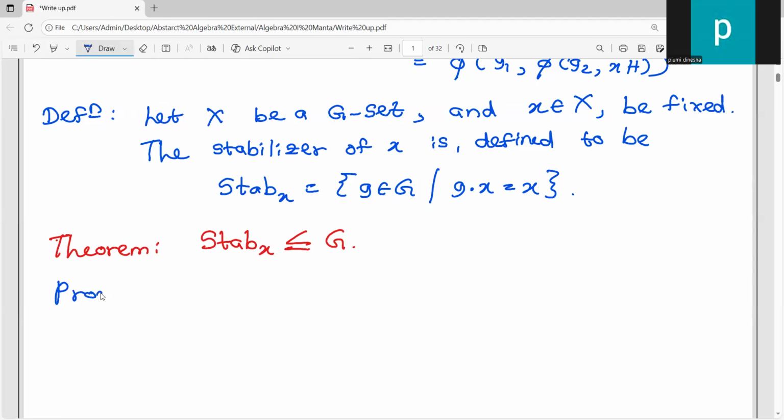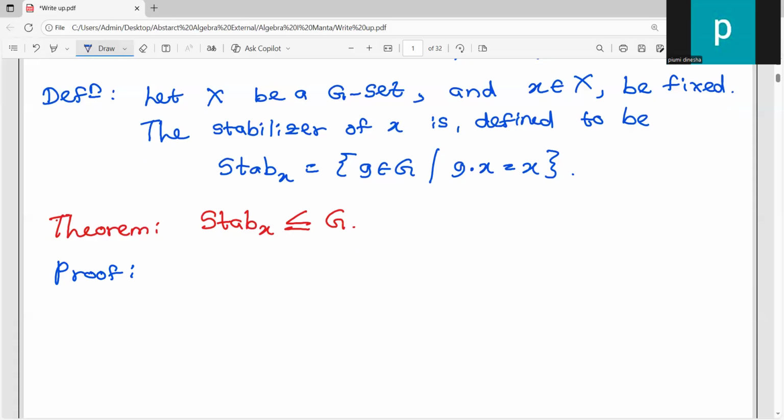Right. So to prove, we will simply use the subgroup criterion. The first thing is we have to show that this is not empty. How do we show that this is not empty? We have to show that there is at least one element. Can you give me a specific element that's in this set? The identity element, e dot x. Yes, very good. Why is that?